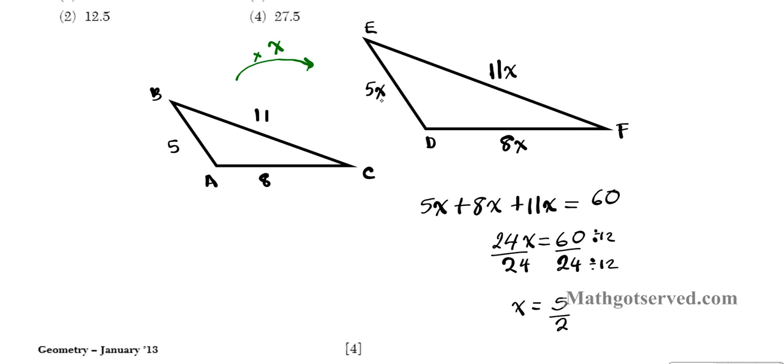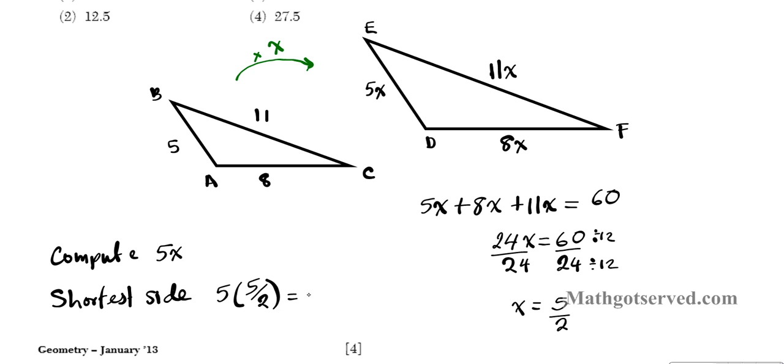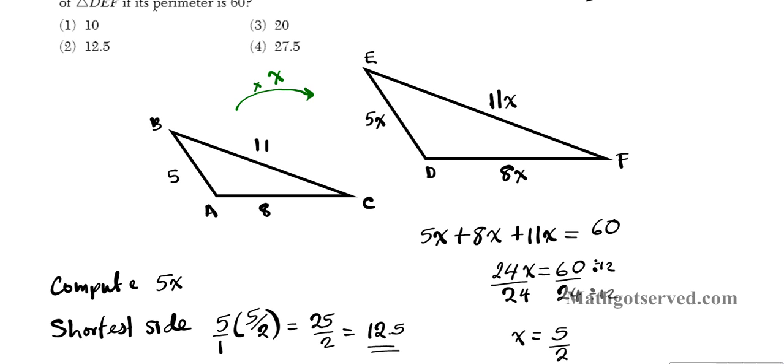This is the shortest side right here. So all we do is compute 5x. Okay? But x is 5 over 2, right? So the shortest side is 5 times 5 over 2. And then that is 25 over 2, because you put this over 1, multiply the top and the bottom, you have 25 over 2. In decimal form, this is 12.5. Okay, 2 goes into 2 once, and 2 goes into 5, 2.5 times. So there goes the length of the shortest side. So our final answer is option number 2.